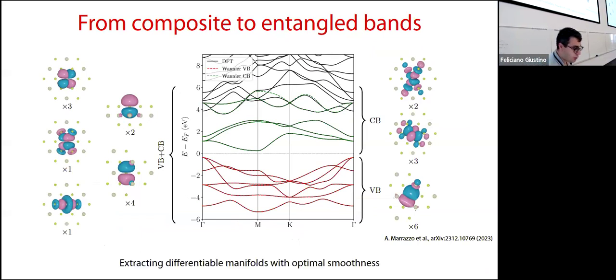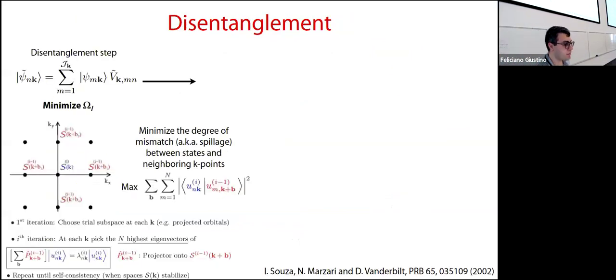And this problem is essentially about extracting a manifold that is differentiable and has optimal smoothness. And again, you have seen yesterday that the key concept here is to minimize the spillage between manifolds at neighboring k-points, okay? So you want to essentially follow the orbital character of your bands, and this is called disentanglement, which was introduced by Ivo Souza, Nicola Marzari, and David Vanderbilt more than 20 years ago. So you minimize this spillage, okay? You do this over the entire Brillouin zone, and you disentangle a manifold.